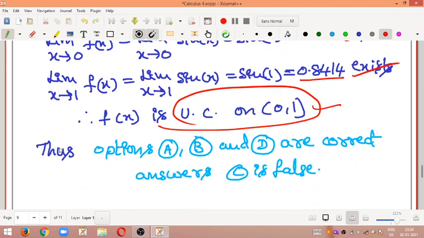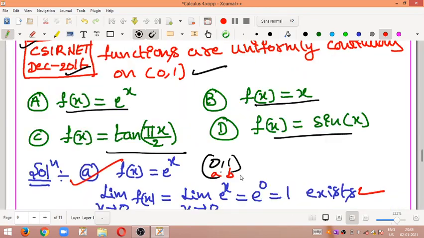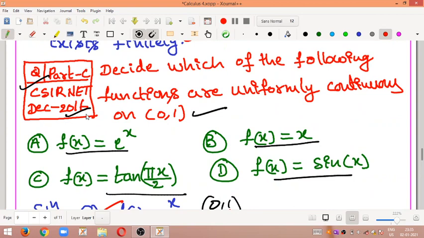So here options A, B and D are correct, and C is the false one. In this question, a beautiful question from CSIR NET December 2016 Part C, options A, B and D are correct. C is the wrong answer.